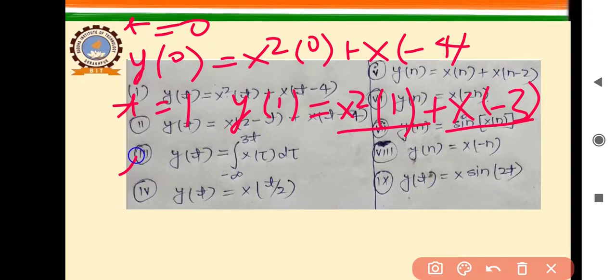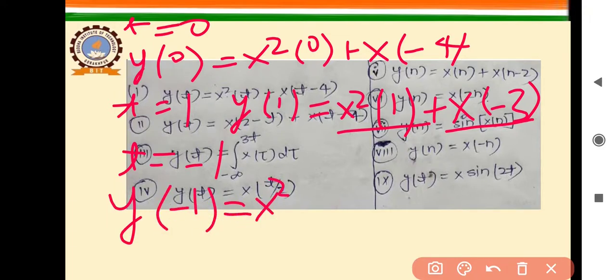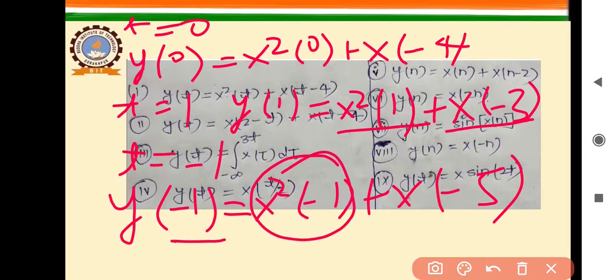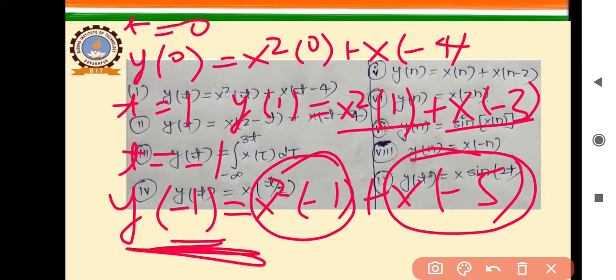Again, take a negative value of time. Suppose this is minus 1, then y of minus 1 will be equal to x squared of minus 1 plus x of minus 5. Here also, for the negative value of t, the output is dependent on the present and previous value of the input, because x of minus 5 is the previous value of the input for y of minus 1. It means that the given system is an example of a causal system.